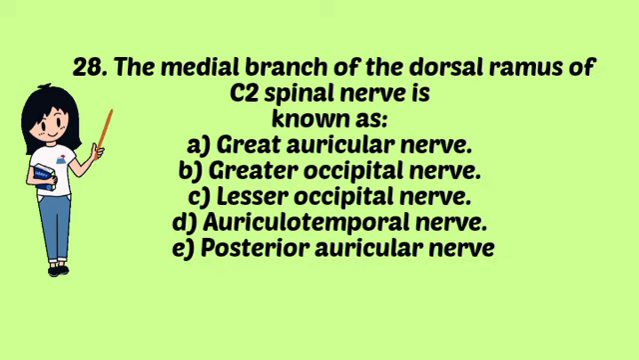28. The medial branch of the dorsal ramus of C2 spinal nerve is known as A. Great auricular nerve, B. Greater occipital nerve, C. Lesser occipital nerve, D. Auriculotemporal nerve, E. Posterior auricular nerve. Option B is correct, greater occipital nerve.